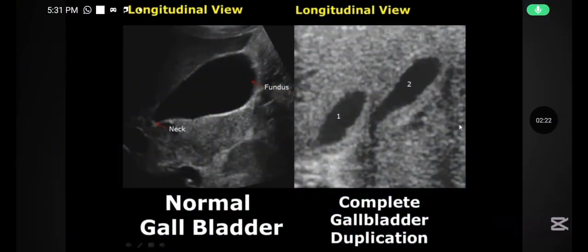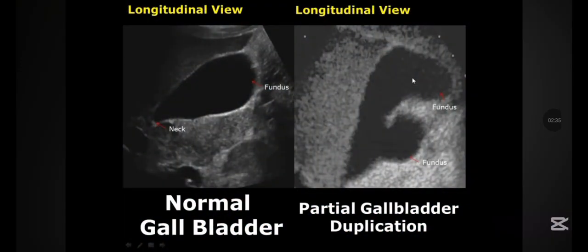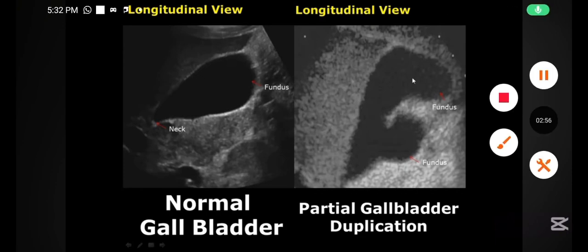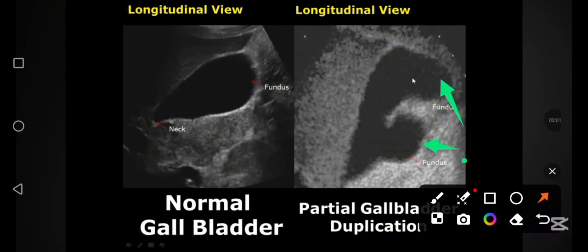The next one is the complete gallbladder duplication. Here you can see two separate gallbladders in this image. Another one is the partial gallbladder duplication. In partial duplication of the gallbladder, the body and the neck are common. But here you can notice one fundus is over here, another fundus is over here.